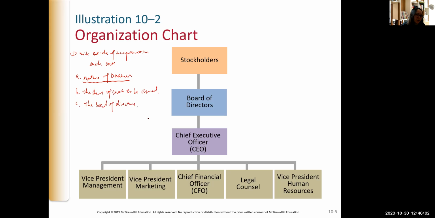Okay, so the board of directors establishes corporate policy and appoints officers who are going to manage the company, right? Ultimately, the corporate stockholders control the company, because stockholders elect the board of directors, and the board of directors appoints their CEO. And then under the CEO, they organize management, such as the marketing department, CFO, legal counsel, and human resources. In other words, stockholders have voting rights to select the board of directors, and the board of directors appoints or hires the CEO.